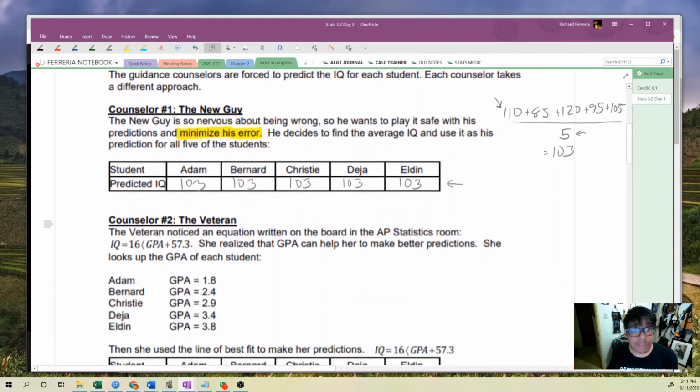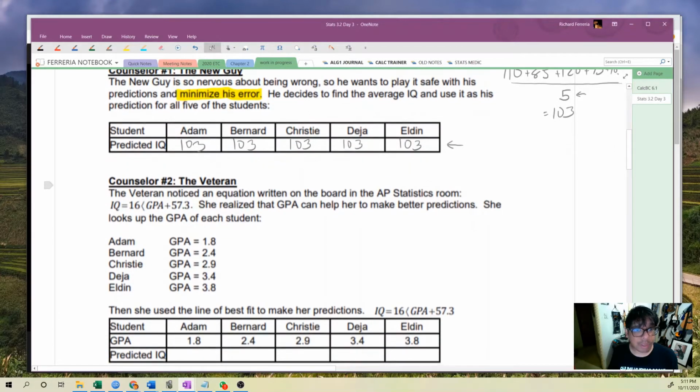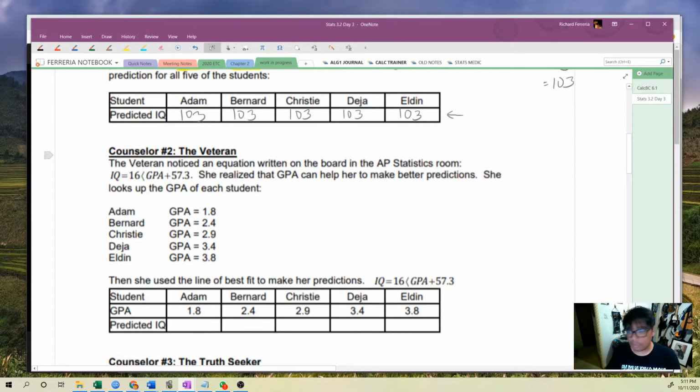The veteran noticed an equation written on the board of the AP Stats room: IQ equals 16 times GPA plus 57.3. She realized that GPA can help her make a better prediction. So she looks at the GPA of each student, and then she uses this line of best fit to make her predictions. So we'll go through the first one.